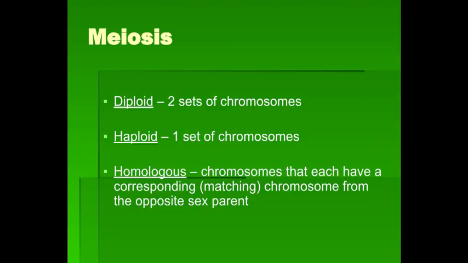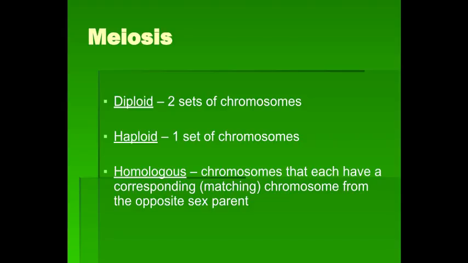Another important term you need to know is homologous. I know that's kind of a funny looking term, but it's homologous. So chromosomes that each have a corresponding chromosome from the opposite sex parent. So homologous chromosomes are going to have the same type of information on them. Both chromosomes would have information about hair color or height or nose shape, for example.